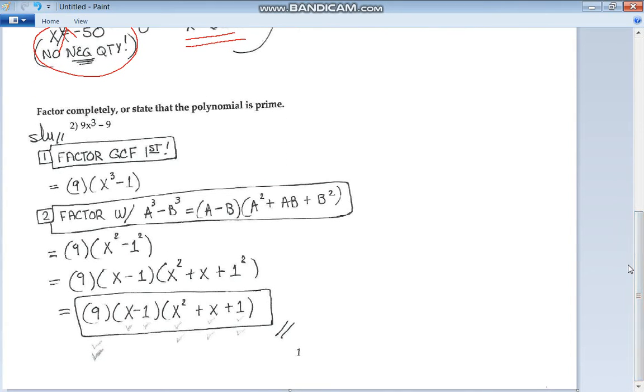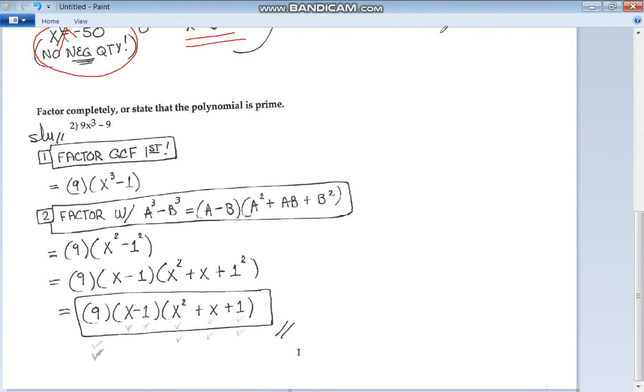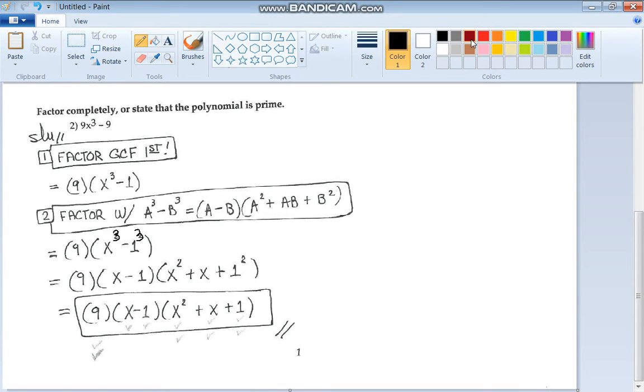Number 2, I see an error on number 2, and I want to repair it right now. So first of all, let's make this into black ink to make sure you write this in. Down here in step 2, this should be not x squared minus 1 squared. It should be x cubed minus 1 cubed. Okay, keeping that in mind, I'll go back to my red ink.